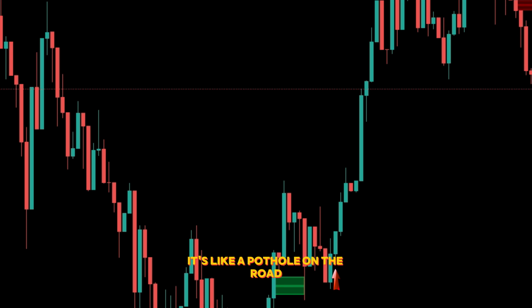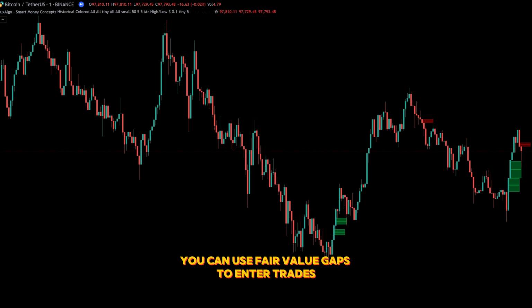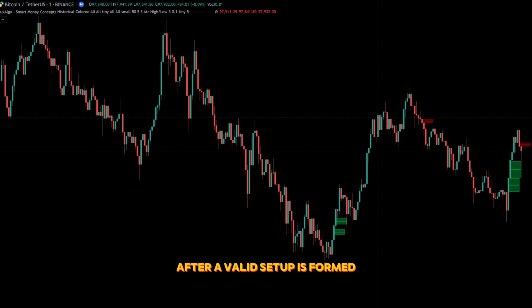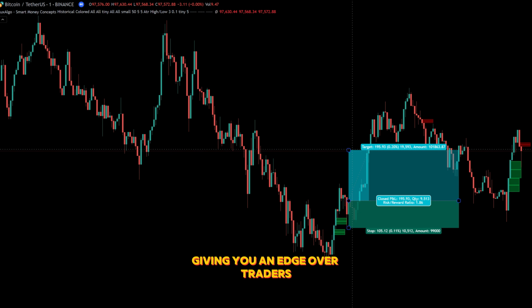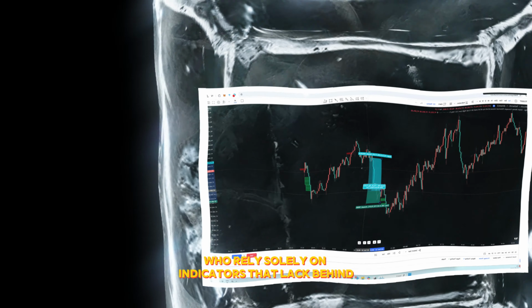It's like a pothole on the road. At some point, it's going to get filled in. You can use fair value gaps to enter trades after a valid setup has formed, giving you an edge over traders who rely solely on indicators that lag behind.